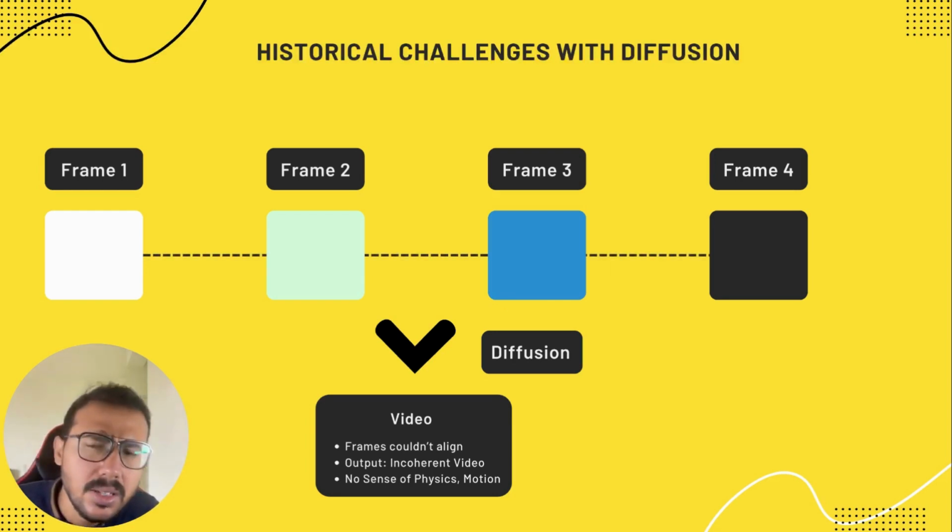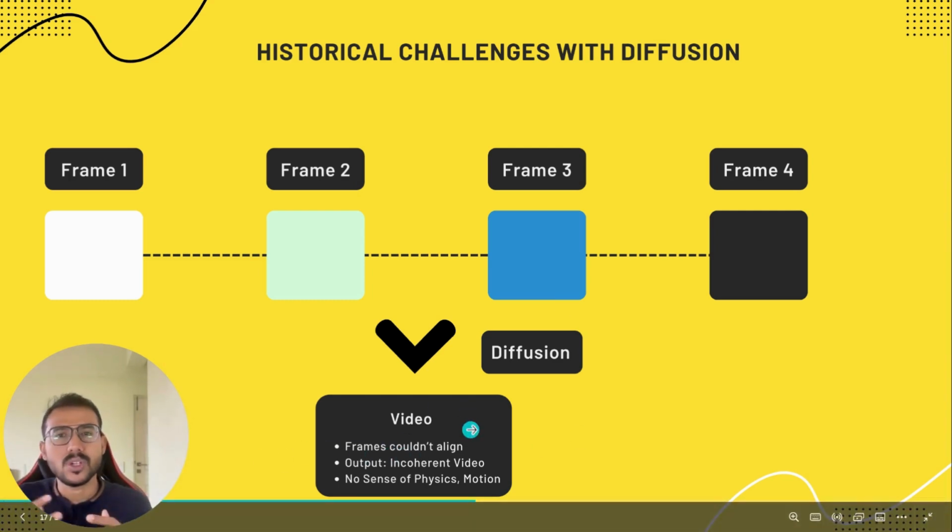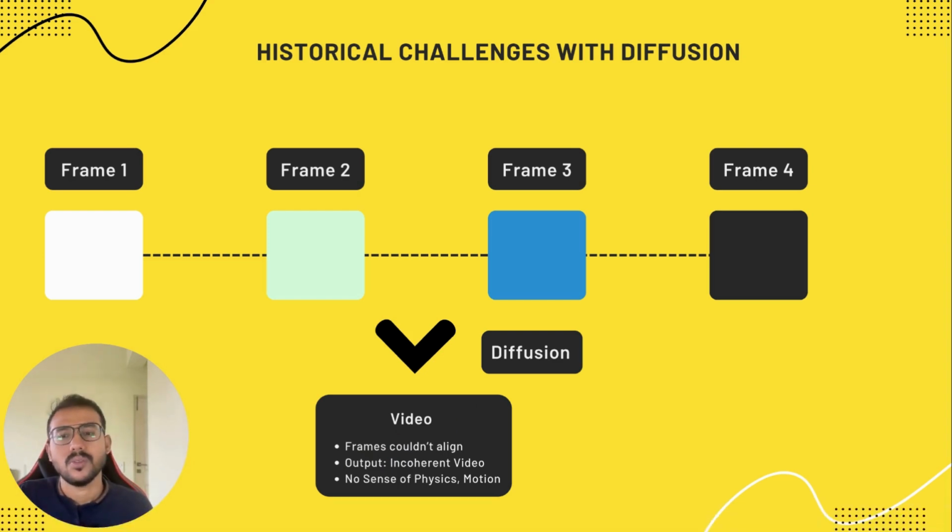In the past, diffusion models could only make still images. So this made it very hard to create smooth videos. As you just saw in the AI Will Smith video, it looked very random, very abrupt. The frames couldn't align, and the output was a very incoherent video. When people tried to join these frames together, there was no sense of physics or motion. So the quality was not at all good.